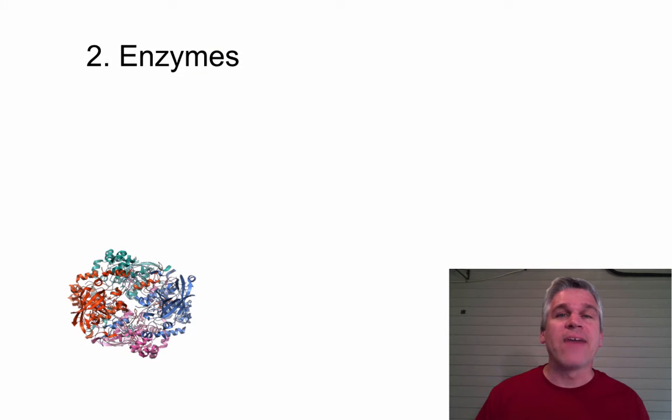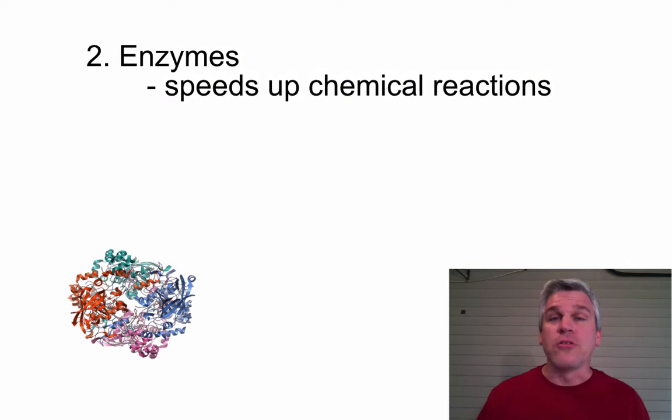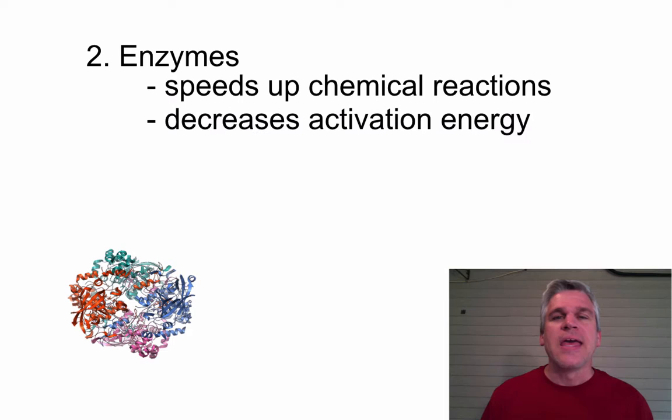We also have to have enzymes. This is what we're talking about, right? Enzymes can do several things. One is that they speed up chemical reactions. So these reactions can happen faster if enzymes are present. It also decreases the activation energy. In other words, we don't need as much energy to have these reactions take place.